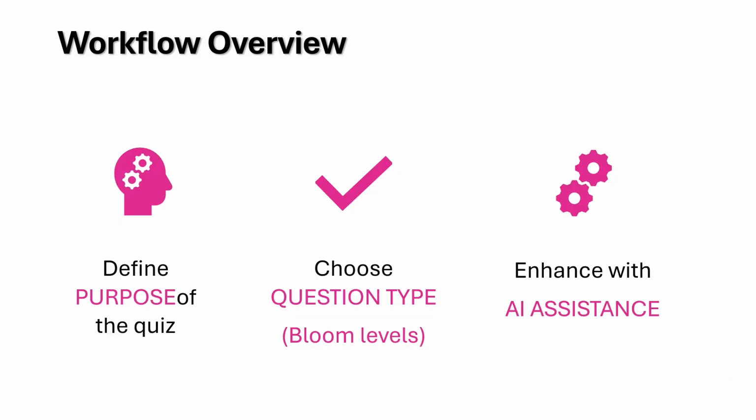So the workflow for doing quizzes is like this. Define the purpose. We have done that now. And then we choose a question type based on the purpose. And third, we enhance our quiz making with AI assistance.